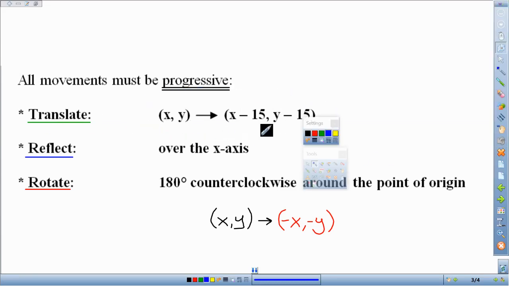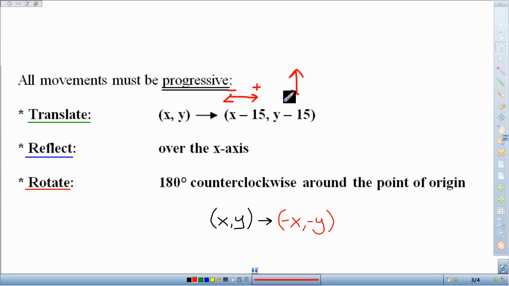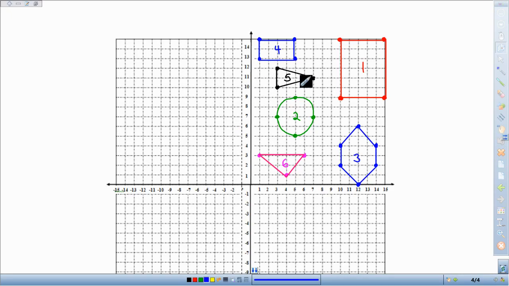Okay, here's what we've got to remember. What does this shorthand mean? So if you guys remember, and this wouldn't be a bad thing to copy onto your paper, when we add and subtract numbers to our x value, that's us moving left and right. Adding is going to the right, subtracting is going to the left, and adding and subtracting to the y is up and down. Adding is going up, subtracting is going down. So here's what this tells me. This tells me that we are going left 15, down 15. Okay, so that's what we're going to be doing. Let's do it all together with this number 5 shape. Okay, so left 15, down 15.